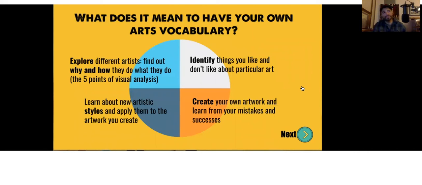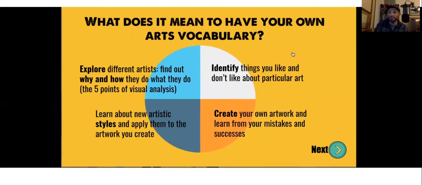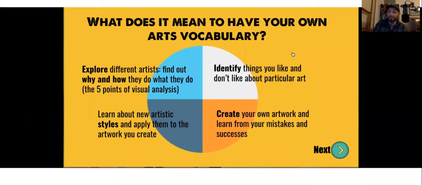All right, so what does it mean to have your own art vocabulary? This is important, because to be able to identify style, you've got to be able to explain why it's different. And you develop that by doing art activities such as vocab things, like learning how to use value, how to use texture, how to use shading, how to use line. Once you have those words in your vocabulary, then you can describe what you're looking at when it comes to art. What does it mean to have your own artistic vocabulary? It says you need to explore different artists and find out why and how they do what they do.